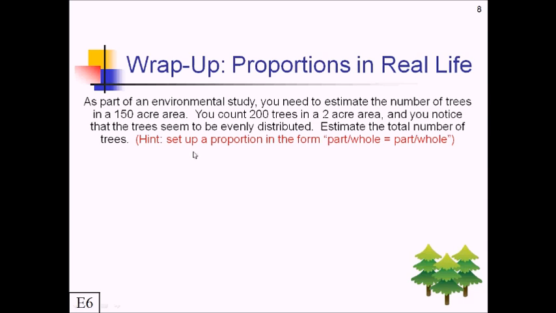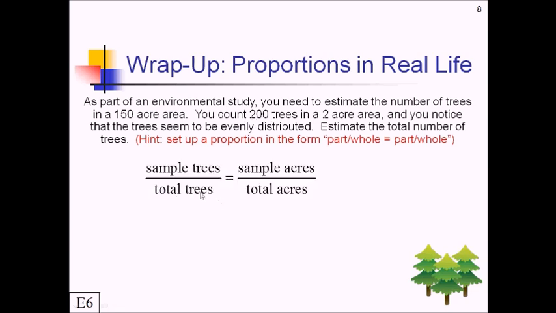So pause the video and see if you can set up a proportion in the form part over whole equals part over whole, and then solve it. So what's this part over whole business? Well, there's 2 quantities in this problem. We have the number of trees and the number of acres. So one of the parts is that we have 200 trees. That's part of the whole forest, which is the total number of trees.